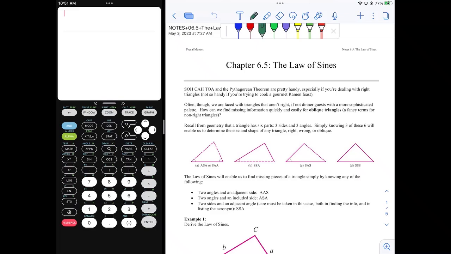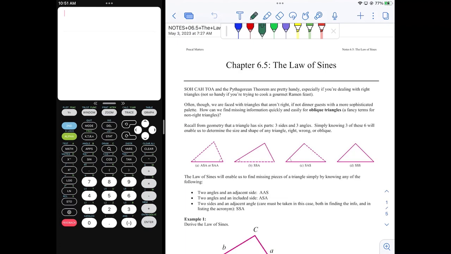Hot diggity donut. We're on 6.5. We're going to learn a couple of laws in the next two sections. And the first one here, we're going to call the law of sines. The law of sines. Not the good idea of sines, not the recommendation of sines, but the law. So you've got to obey the law here.